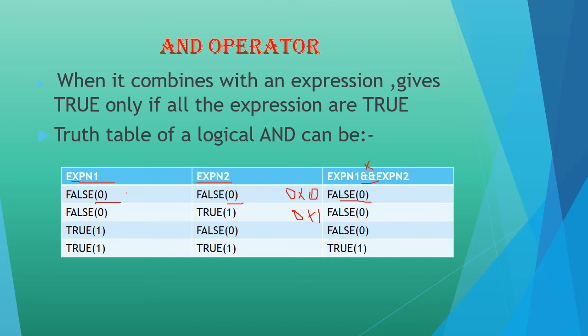That is 1 into 0. What is 1 into 0? 1 into 0 is also 0. So we got the answer here also false. So next one is 1 into 1. What is 1 into 1? 1 into 1 is again 1. So this is the way we are getting the answer for the AND.